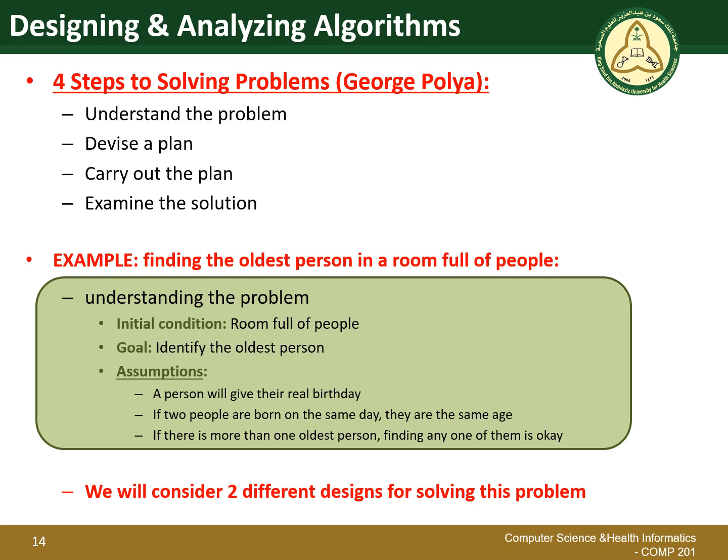Second, devise a plan. Come up with a way to solve this problem. What are your equations? What are the rules? You can draw a diagram and refine this diagram into a flowchart. Write your pseudocode. So this is your strategy, your algorithm. Third step, carry out the plan. Implement your plan. Implement your algorithm.